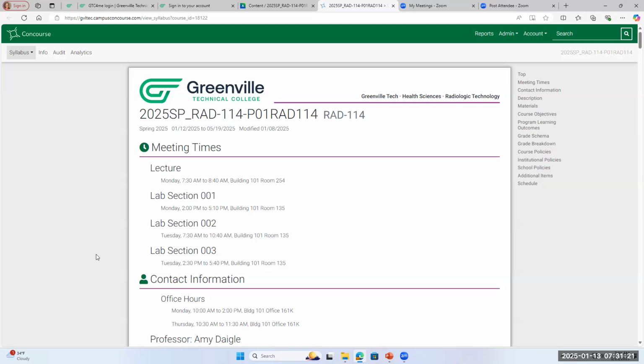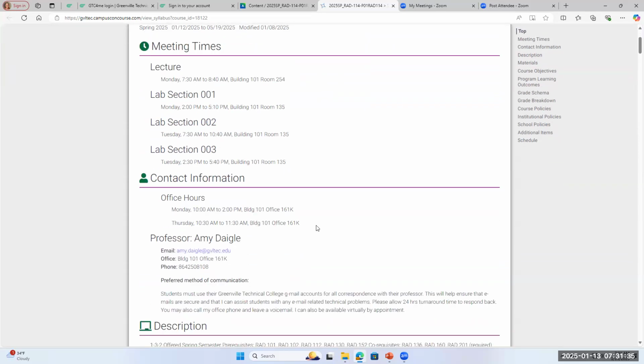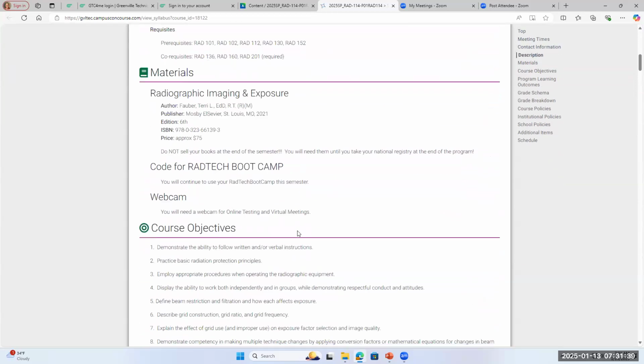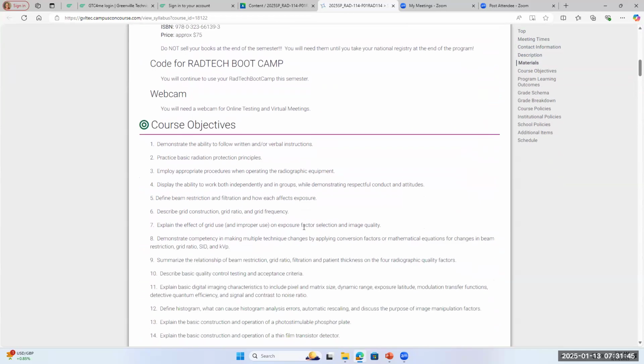Right. So you know that the lab times just changed a little bit for section 1. So it's later. Section 1's time is this afternoon from 2 to 5:10. So that's a little different. The materials have not changed. You're still going to be using your Faber book. You'll still be using your RadTech Bootcamp codes.